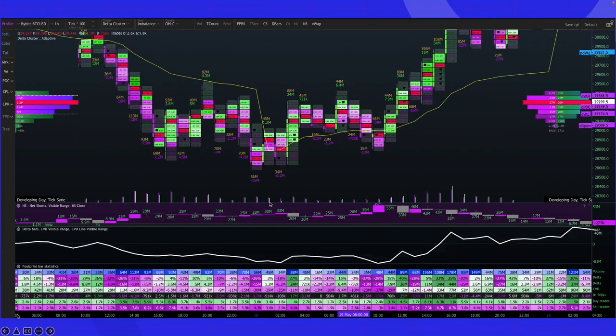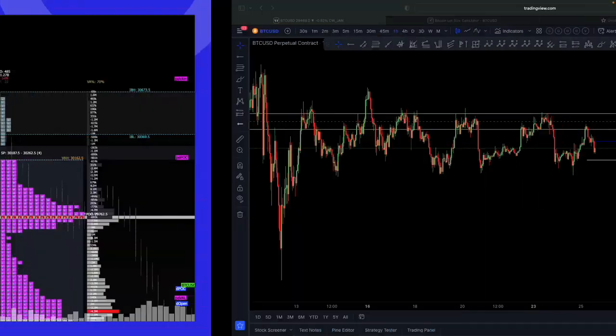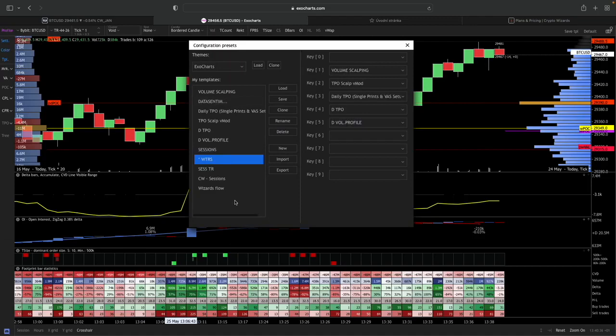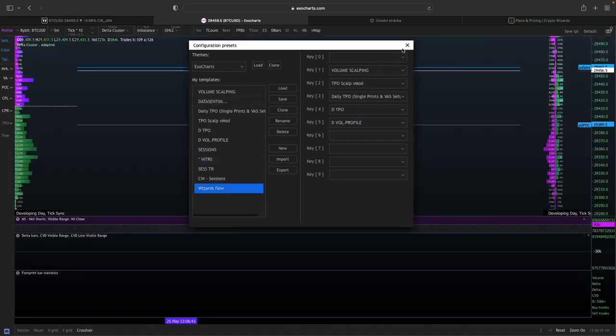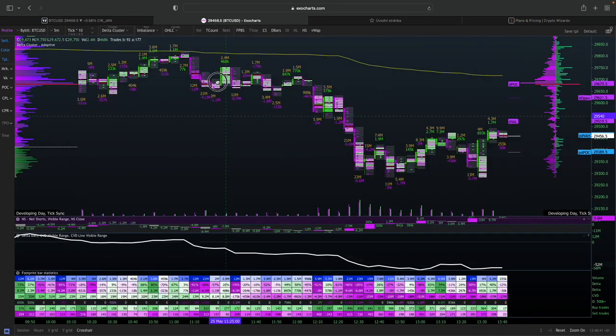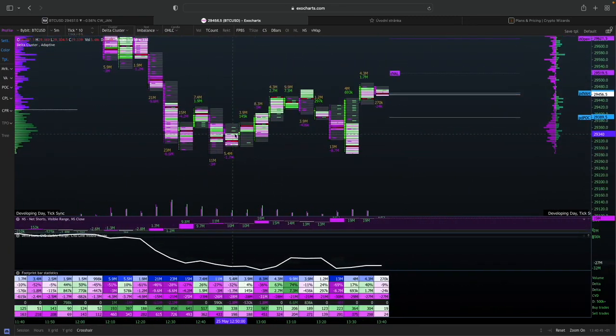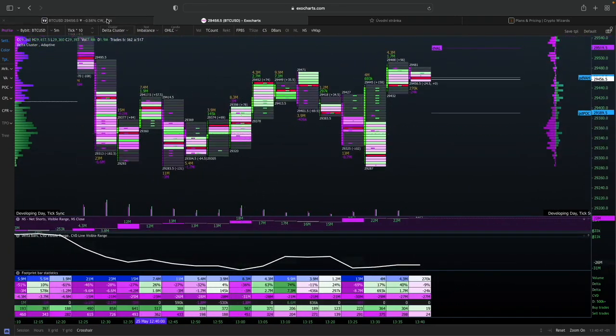So the thing we're gonna do now is we will go to the live chart to show you a real example of getting some absorption. So let's go to the EXO charts and let's open our template Wizards Flow here. Now let's pay attention to this specific movement down there. So what I can see from this, I created a zone of consolidation.